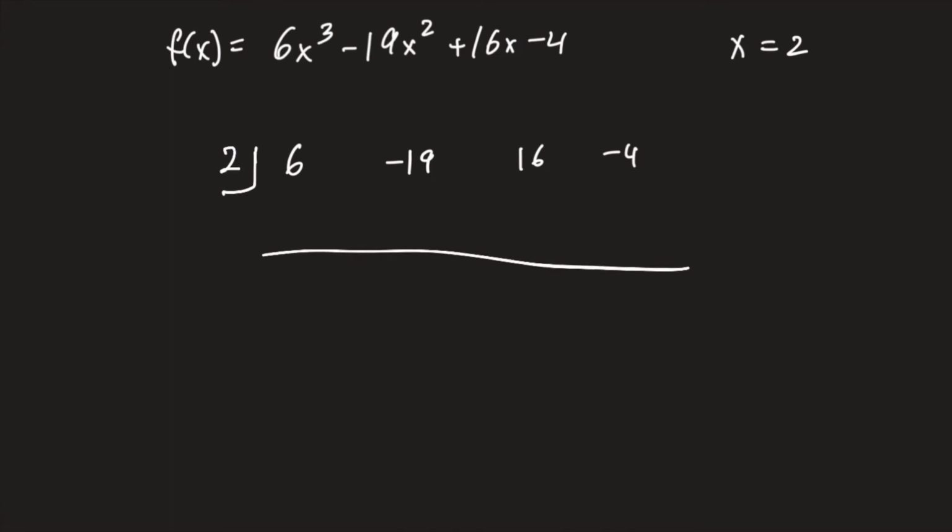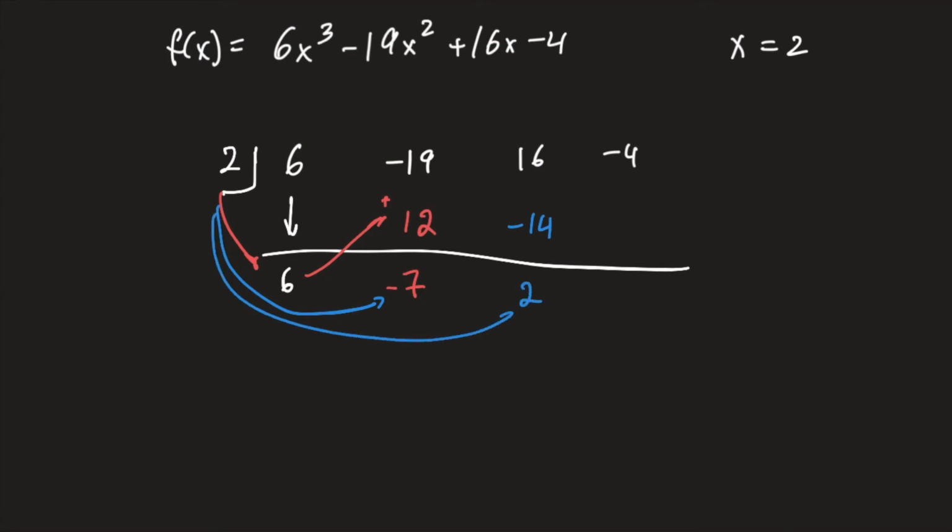So the first step is to bring the 6 down. I'm going to put that here. And now I'm going to multiply 2 times 6 and put that result here. 2 times 6 is 12. And now add. Negative 19 plus 12 is negative 7. And now I'm going to repeat that. 2 times negative 7, negative 14. Add those two values, I have 2. 2 times 2 is 4. Add those two values and I have a remainder of 0.